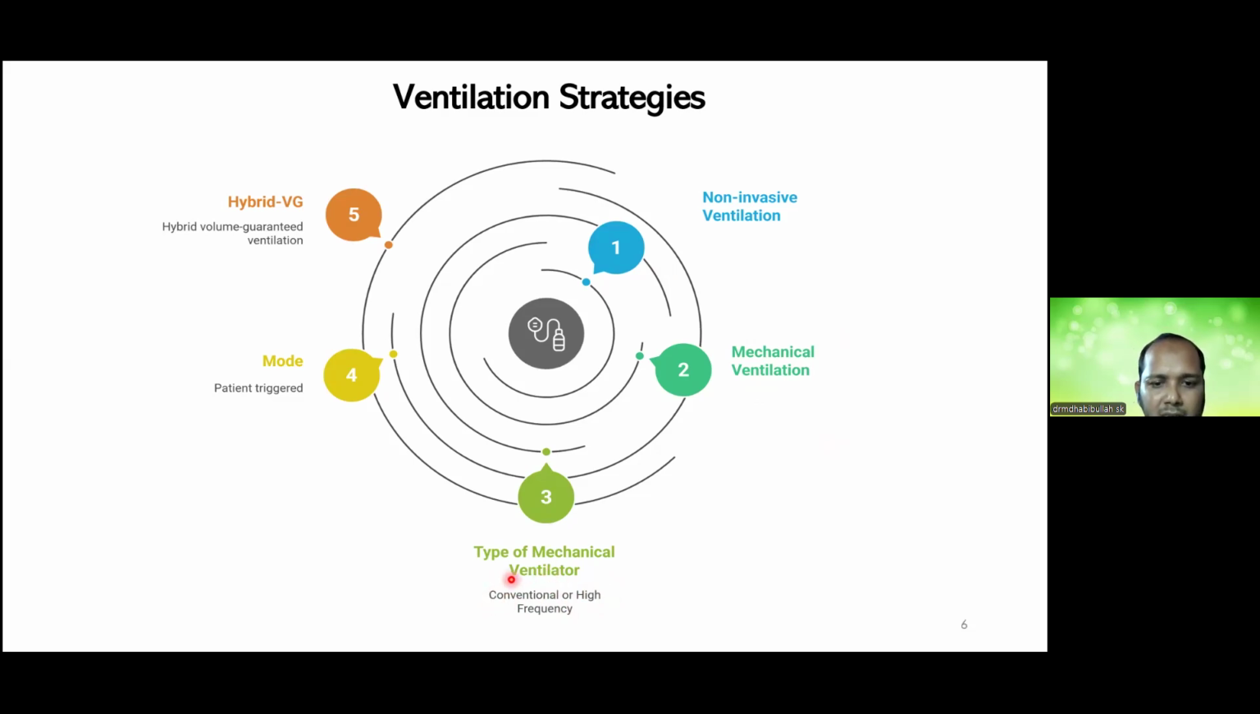So after deciding that you are using the conventional mode of ventilation, the second factor you have to consider is to use a patient-triggered mode of ventilation, that is either SIMV or SIPPV mode. At the same time, we should combine this modality with volume guarantee so that there will be less volume trauma.